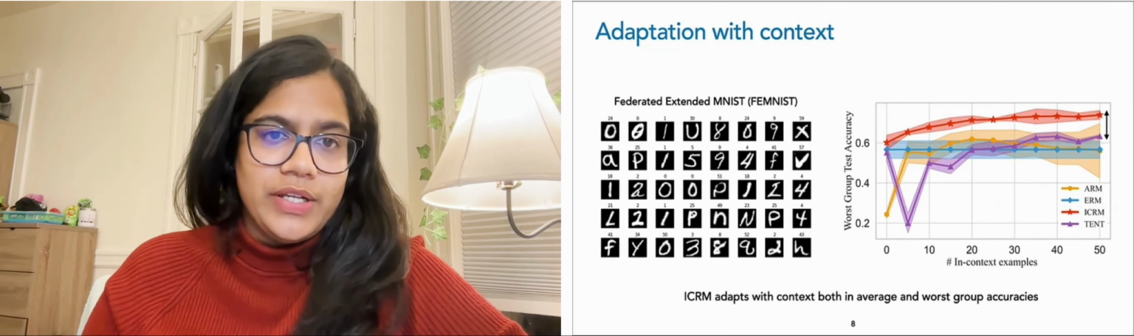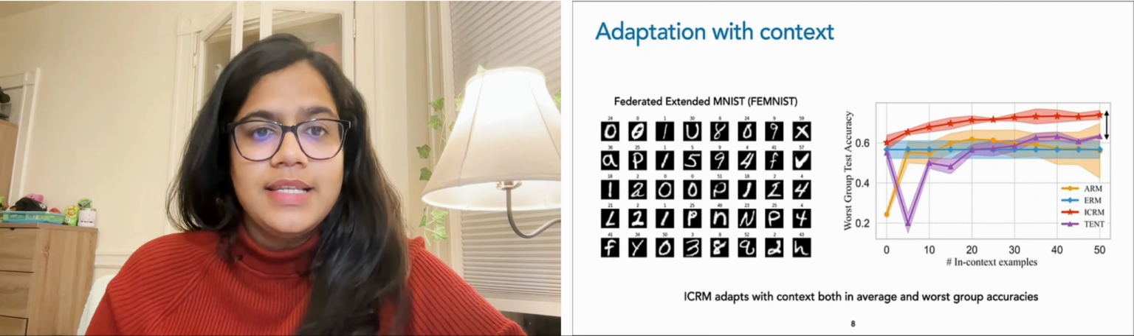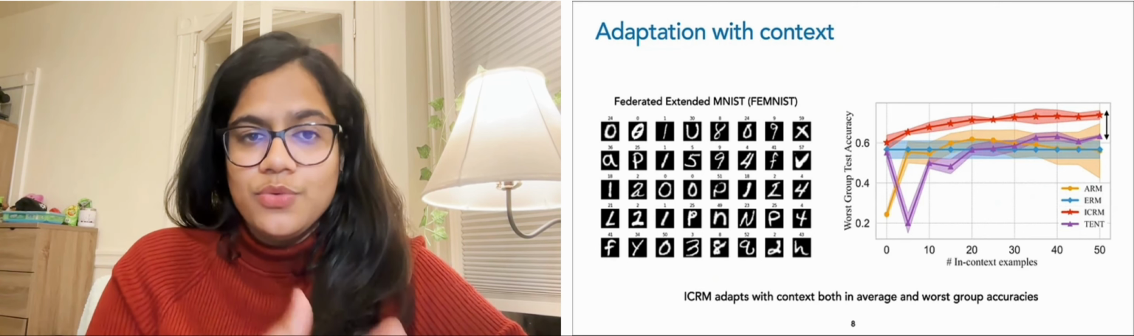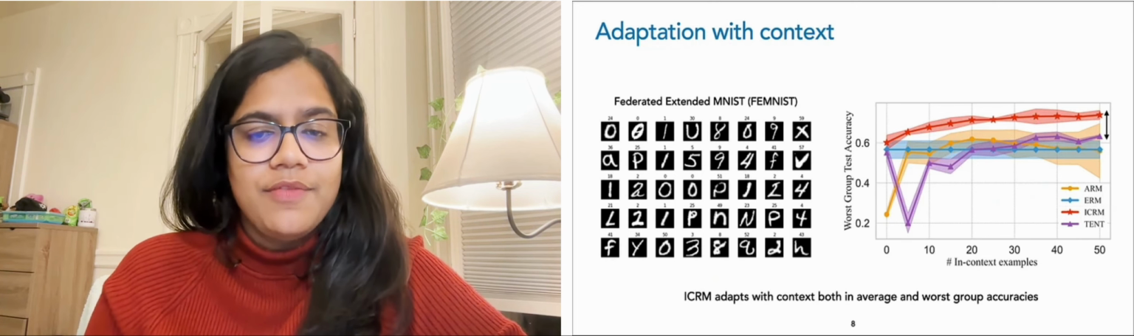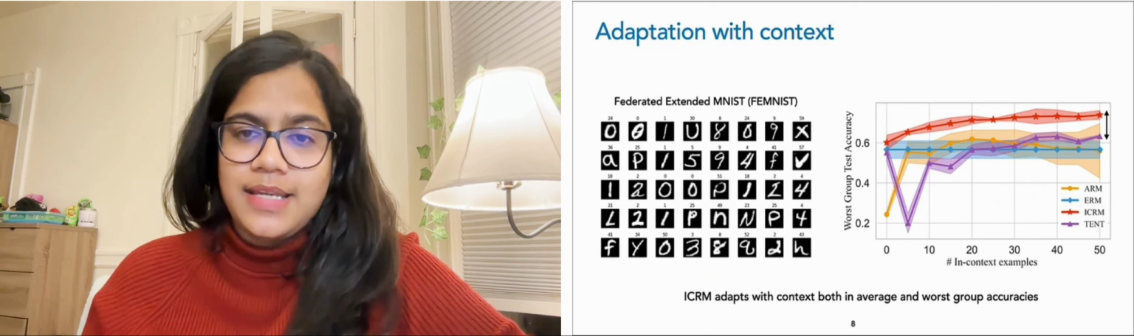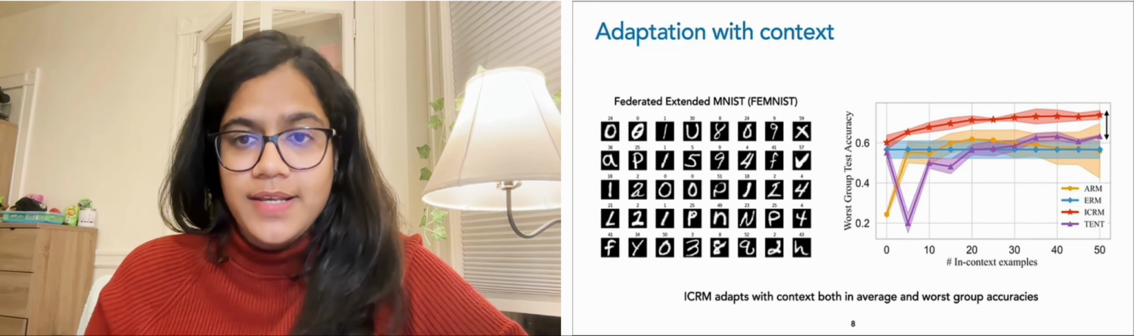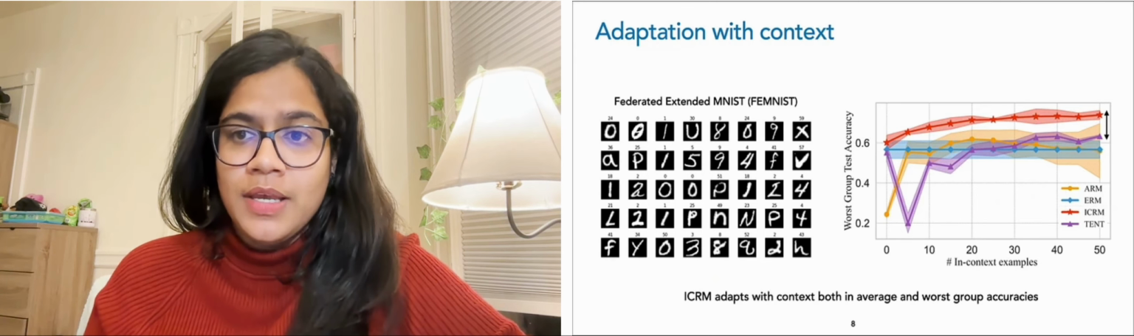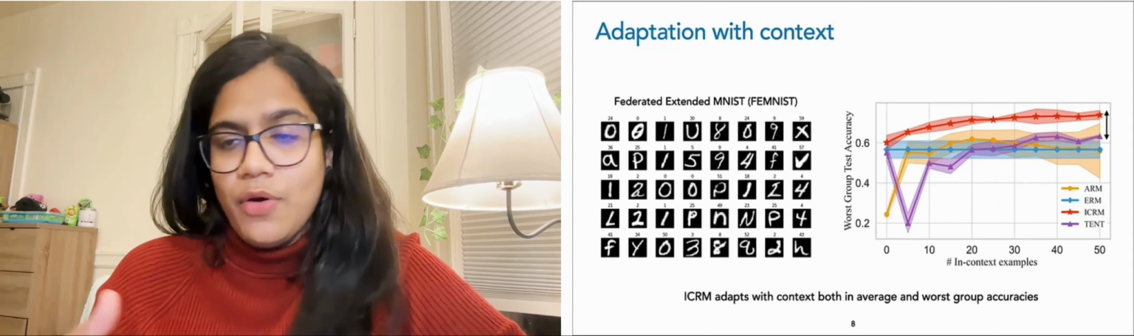Coming to some of the results, for example, this dataset called Federated Extended MNIST contains characters and digits written by different users. Each user represents a given environment, and we look at the worst-group test accuracy with increasing context length at test time. As shown in this graph, with increasing context, the model adapts to the given environment and improves in performance. And in this case, ICRM beats all other algorithms and baselines.